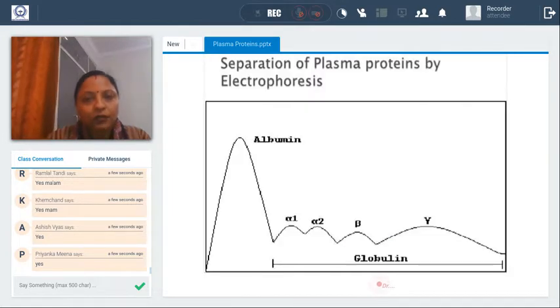Another process which is used for the separation of plasma protein is electrophoresis. You will read about it in the practicals in detail. This is albumin, this is globulin: alpha 1, alpha 2, this is alpha globulin, this is beta globulin, and these are gamma globulins.